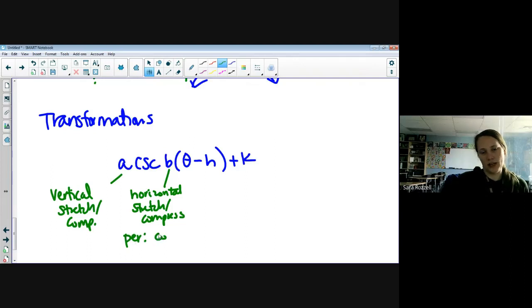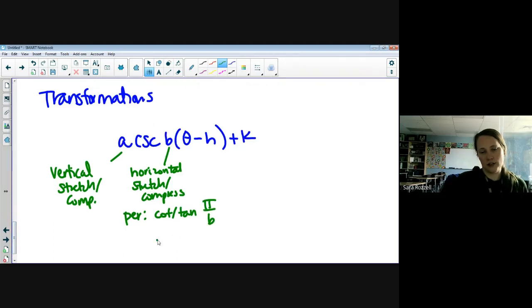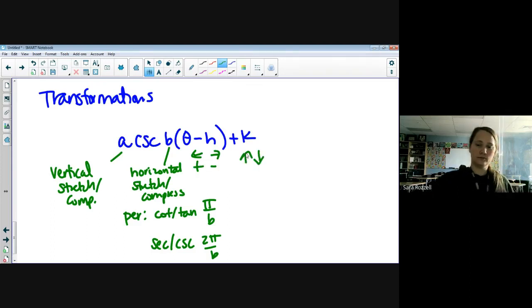For cotangent or tangent, it's just pi over b. For secant or cosecant, it's 2 pi, just like the cosine and sine. This in here is left and right. Plus is left, right is minus. This is up or down. So the only thing new in terms of transformation is that for tangent and cotangent, it's pi over b instead of 2 pi. And that's all.